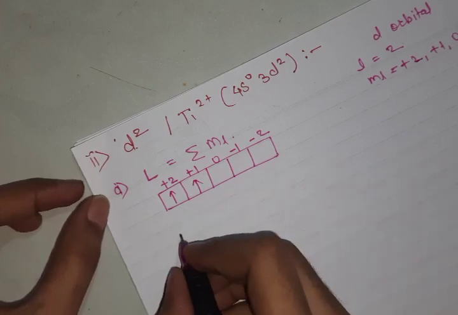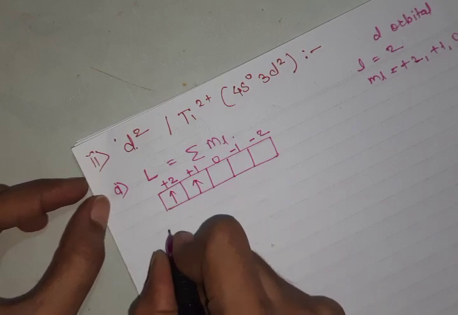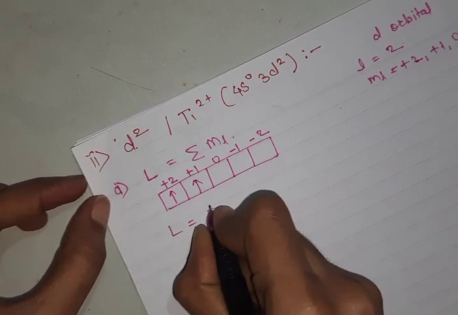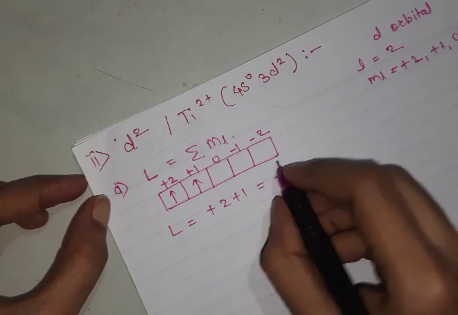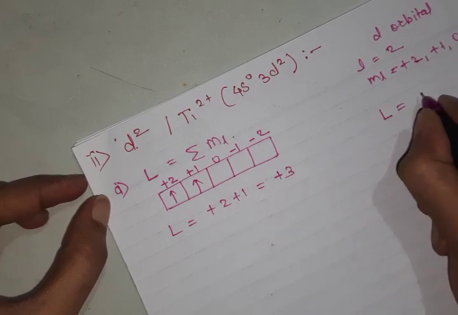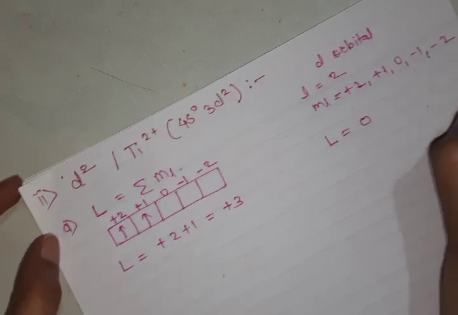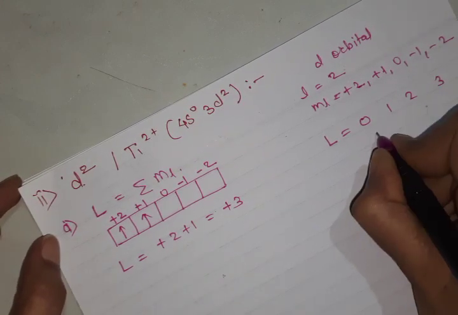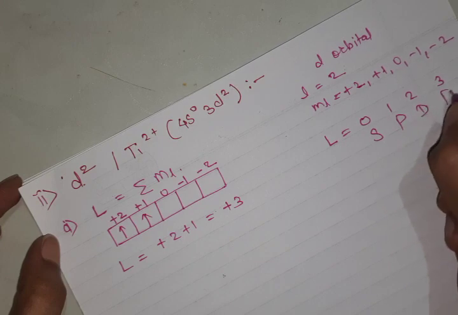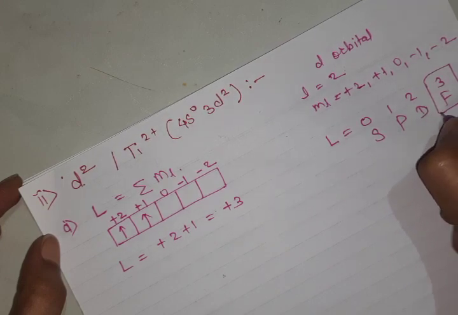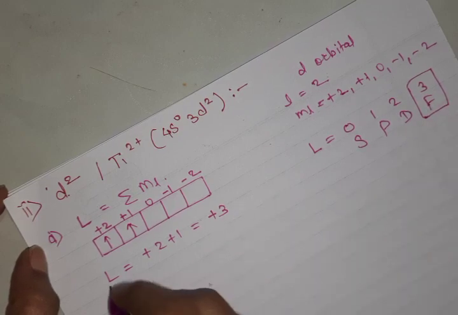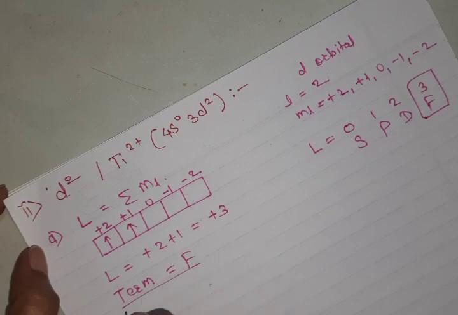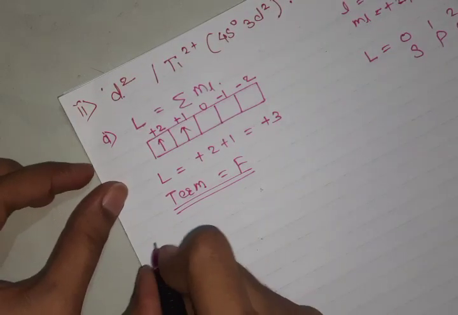Now the next step is the summation of ml value. The summation of ml value is +2 +1. The answer is +3. So for 3, the term is, we know that 0, 1, 2, 3 correspond to S, P, D, F. So when the value of L is 3, the answer is F. The term is F. So this is the first step completed.